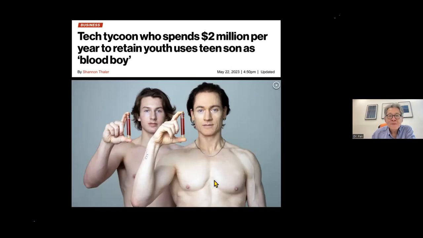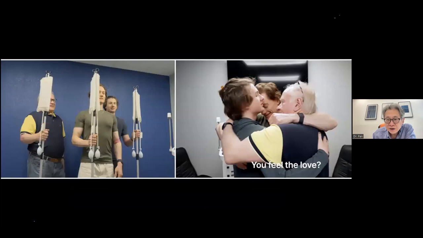He asked his son, shown on the left side of this picture, to donate blood for him. And what makes it even more interesting and gets people's attention is that this time he actually donated his blood to his father as well. So this is like a three-generation swapping of blood. This one has definitely caught the attention of the media.